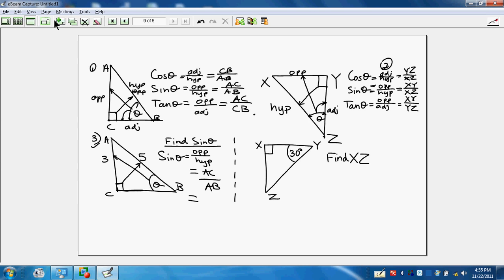So AC would be 3, and AB would be 5. So our answer is sine theta is equal to 3 over 5, or if you want, you could write it as a decimal, 0.6. Sine theta is 0.6 or 3/5. And that would be the answer right there. You stop right there because it just asks you for sine theta. That's it.